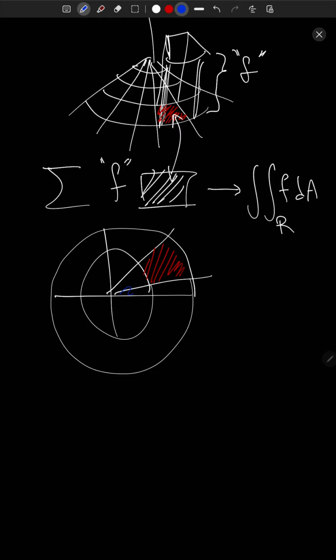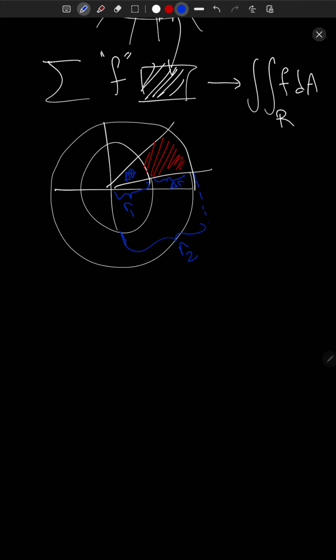Let me call this length R1. Let me call the full length to here R2. All right, so delta R is going to be this length right there. And then this angle right here is going to be delta theta.